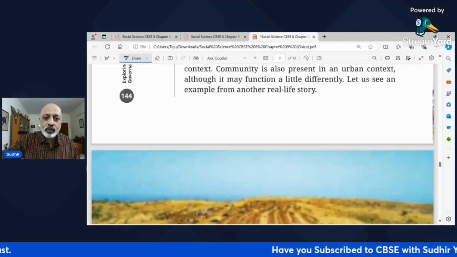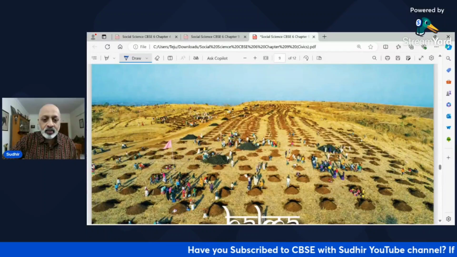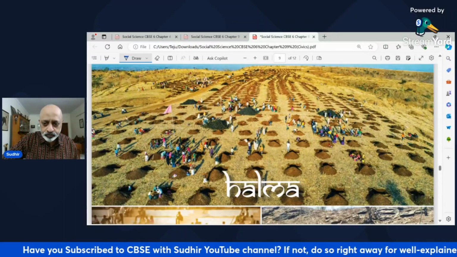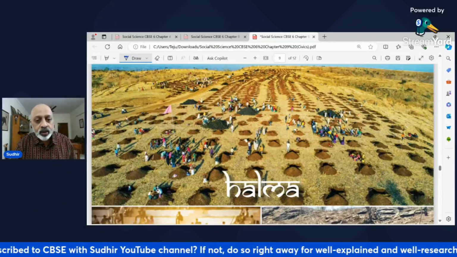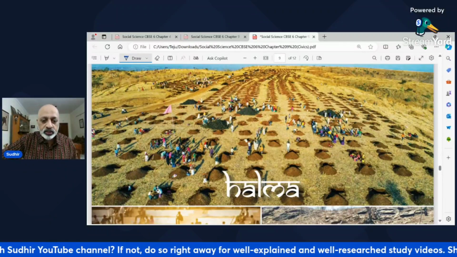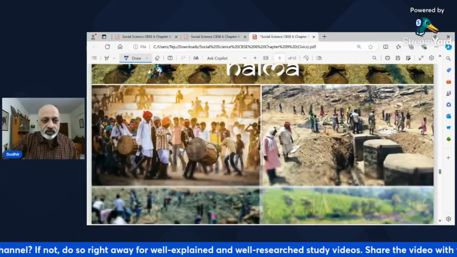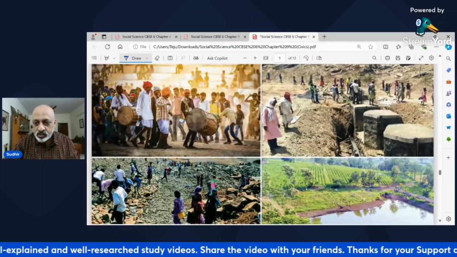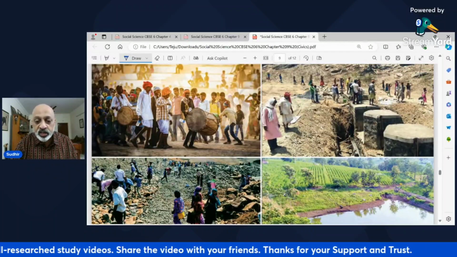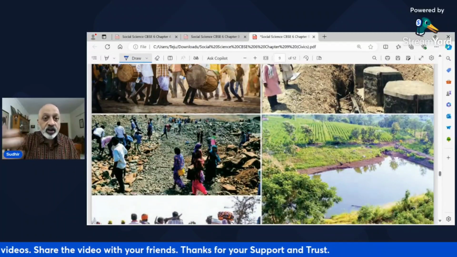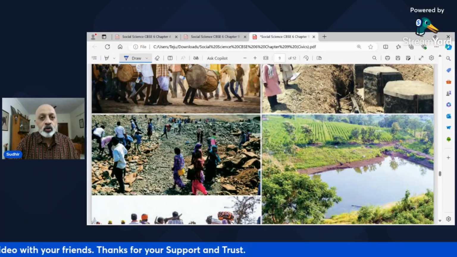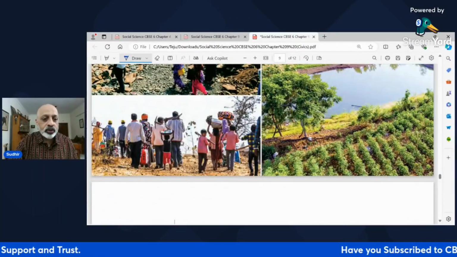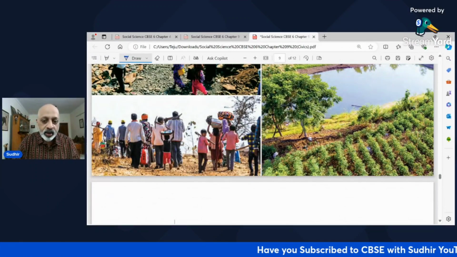Let's take the example from another real life. Now, this is the Halma that we're talking about. You are seeing that a lot of pits have been dug in order to plant trees. Now you see different kinds of community bonding. A lot of people, this is like a festival, this is some kind of a mini irrigation project, this is some kind of a clearing of a road, this is again to take part in agriculture, the fourth one. And the fifth one, people going again to dig up something. They're going with all their implements.